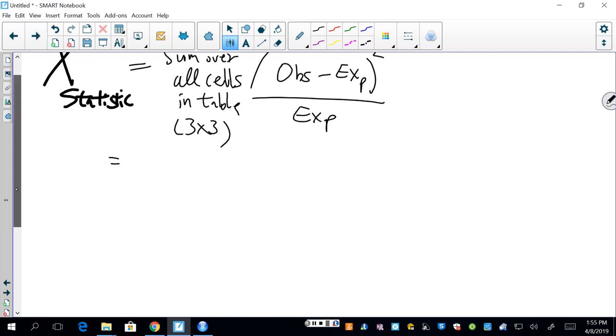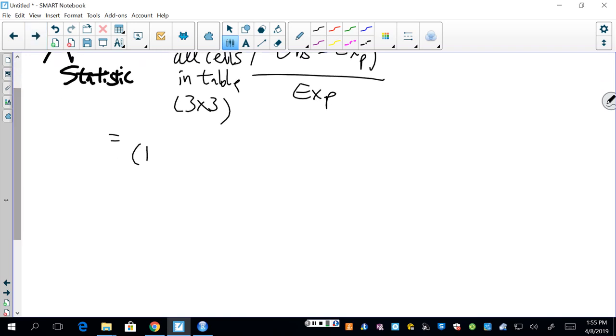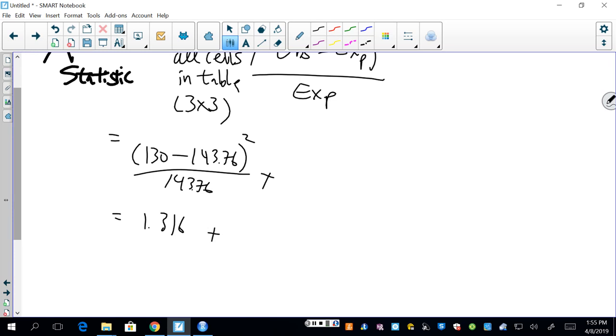So in the first cell, we had 130. And we computed that we expected 143.76. We're going to square that difference, divided by 143.76. So that number is going to be 1.316. That is the information that's given on the chart there.